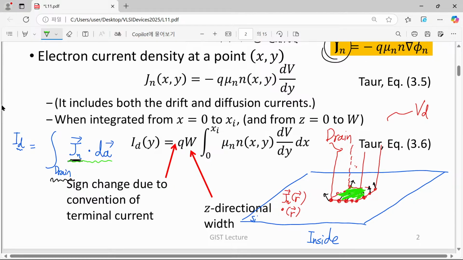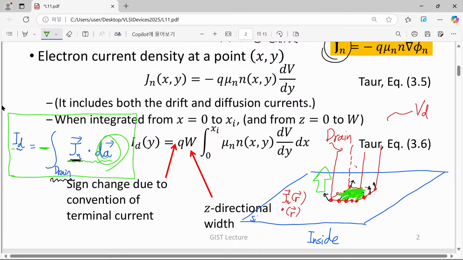And of course, please note that if you just perform this, then you will have the direction like this. Usually this dA direction is the outgoing direction, but your drain current should be positive when current is flowing from outside into the inside. So you must add this minus sign finally. This is the expression for your drain current.